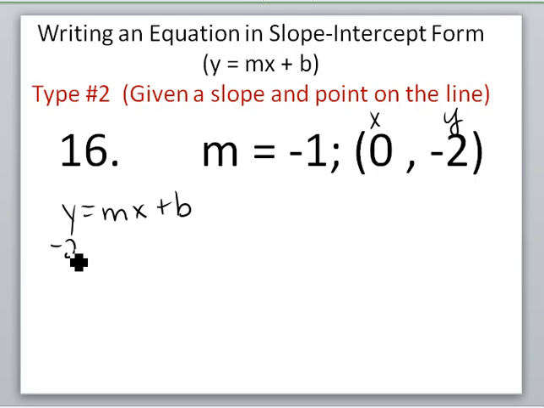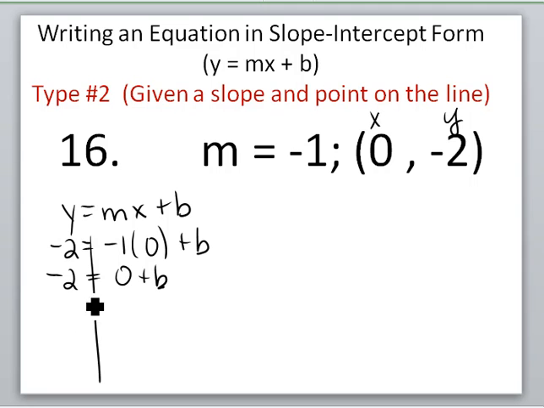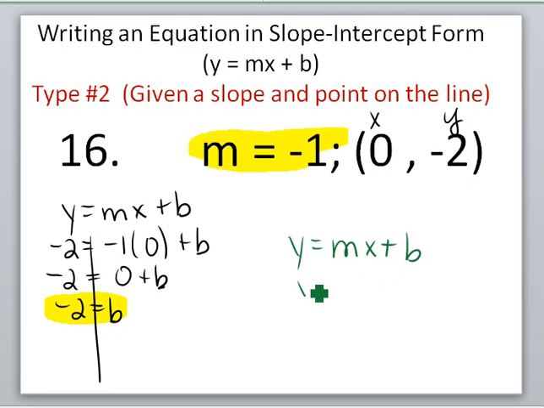We're going to plug in -2. -2 equals -1. Replace my x value with 0 plus b. So I have -2 equals -1 times 0, which is 0, plus b. So I have -2 equals b. So now I have my m and my b. That allows me to write my equation of the line, y equals mx plus b. So I end up getting y equals -1x plus -2. So this ends up giving me -x minus 2.